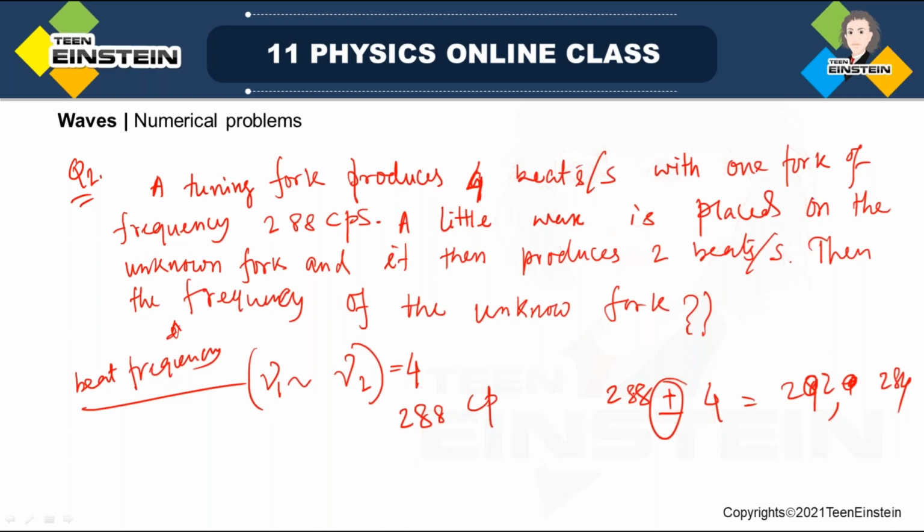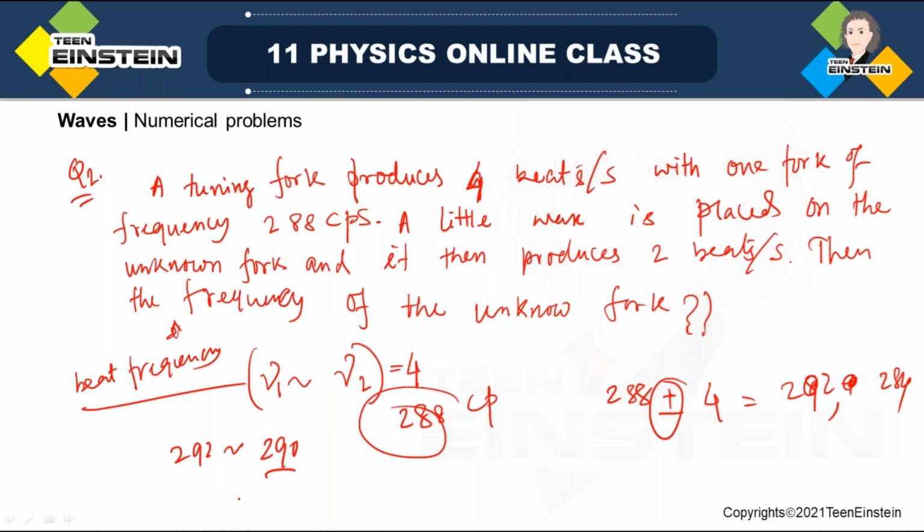If wax is applied to the prong of the tuning fork, then generally its frequency decreases. Suppose it was 292 and it decreases slightly, maybe up to this. Then the ultimate beat frequency will decrease if this is another frequency. The beat frequency will decrease.